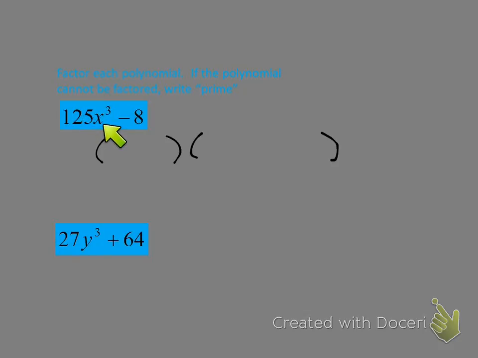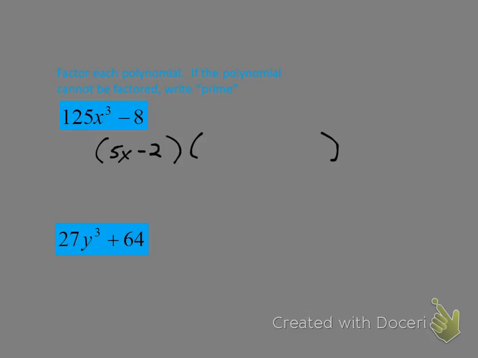X. But it's 125x cubed. So it has a number attached to it, so right here you're going to have a number attached to your x also, and that number is going to be what? 5. So for 125x cubed, you put 5x. Minus 2.